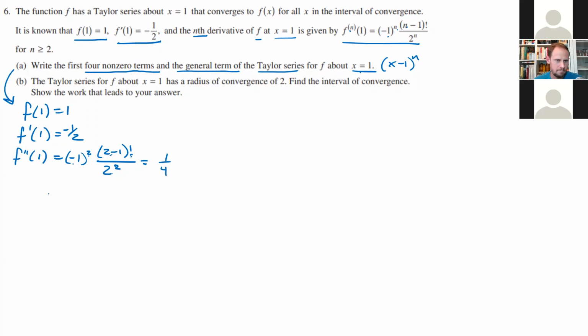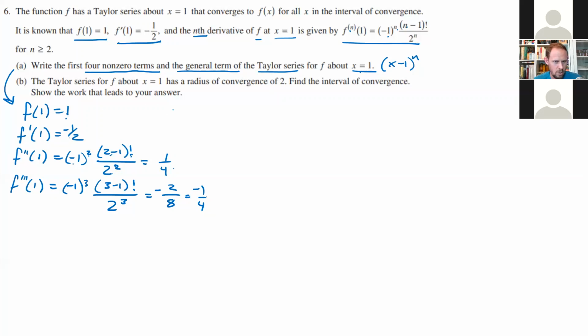All right, f triple prime of 1 is going to be negative 1 to the third, so that's going to be negative 3 minus 1 factorial. So that's 2 factorial, which is just 2, and we get 2 to the third. So we're getting negative 2 over 8, which is negative 1/4. All right, and that gives us 1, 2, 3, 4 terms. So that should be our first 4 non-zero terms.